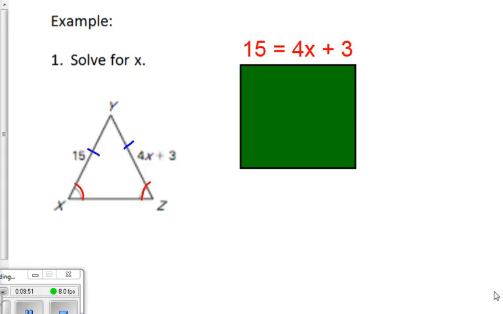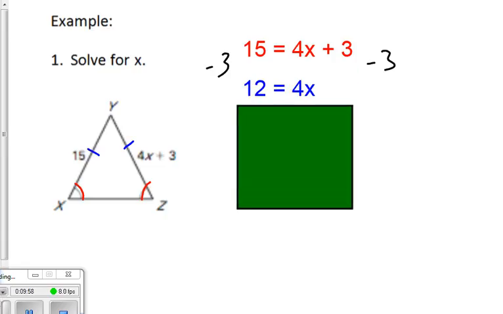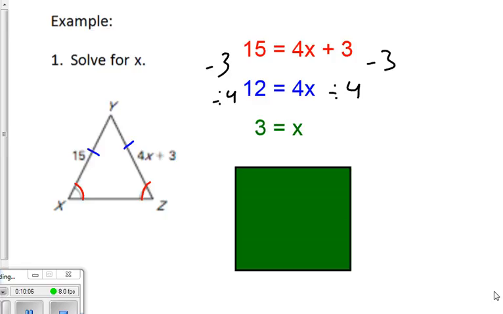Okay, at that point then, I would just subtract 3 from both sides. I would be left with 12 equals 4x. I could divide both sides by 4, and that would leave me with 3 equals x. So that's how we would solve for x in that case.